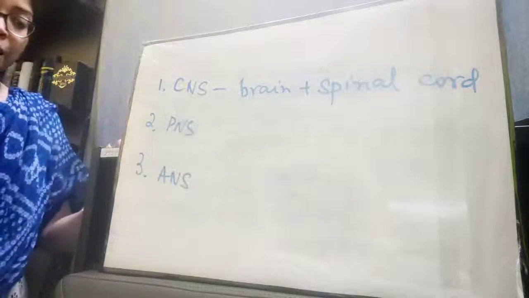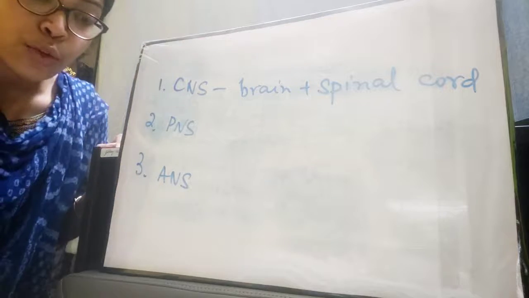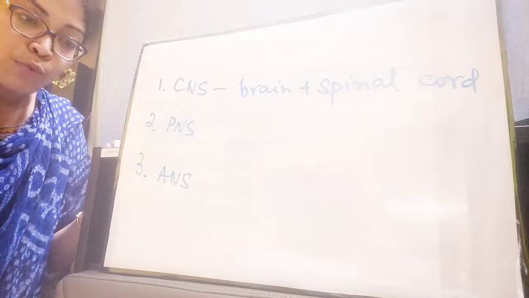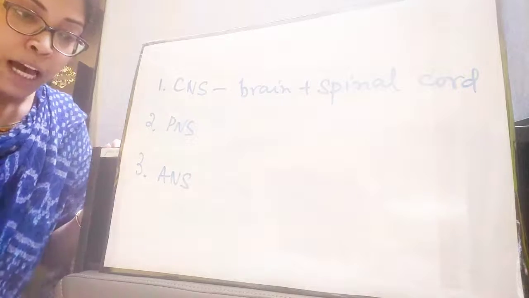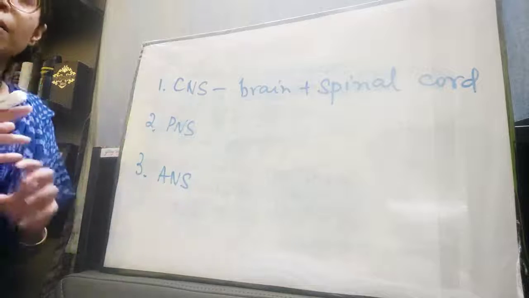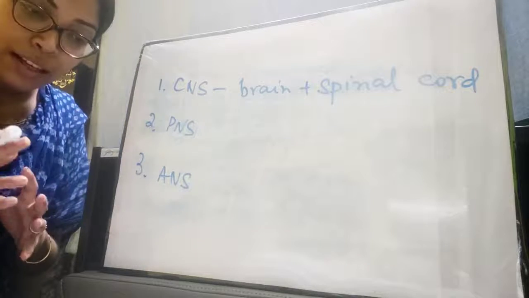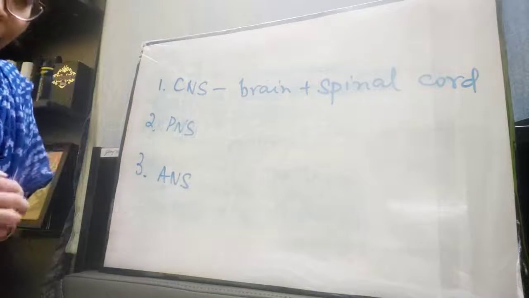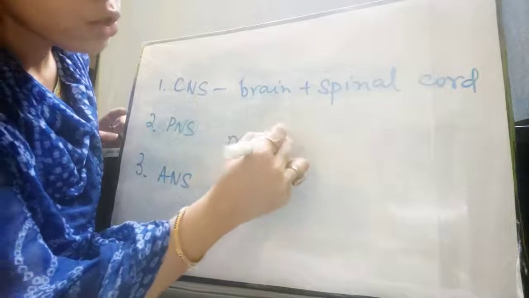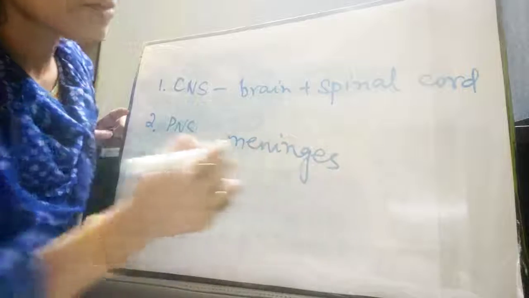Okay, let's see. The human brain is the main control center of the nervous system. It controls our thinking, feelings, movements and senses. The brain is situated within the skull. Skull is part of the skeleton, and the brain is enveloped by three membranes known as meninges. So meninges is the covering of the brain.